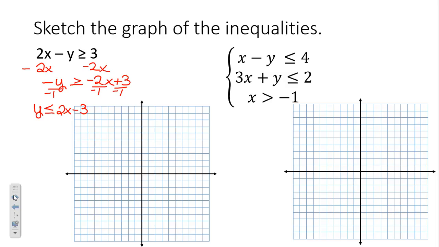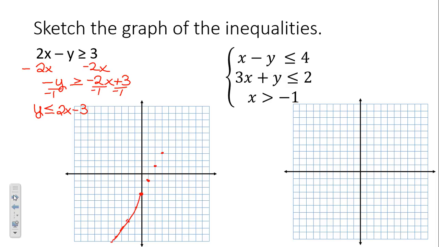How do we graph that? The y-intercept is negative 3, and then up 2 and over 1. Up 2, right 1, up 2, right 1. Down 2, left 1, down 2, left 1. Solid or dashed? Solid.